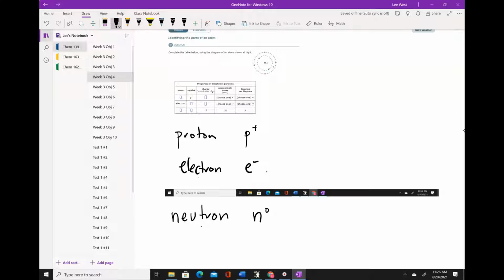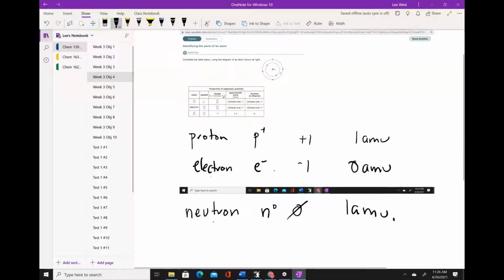Now when it comes to the charge, the proton has a charge of +1. The electron has a charge of -1. And the neutron has no electrical charge at all. Now the proton has a mass of approximately 1 AMU. The electron has a mass of approximately 0 AMU, and the neutron has a mass of 1 AMU as well.